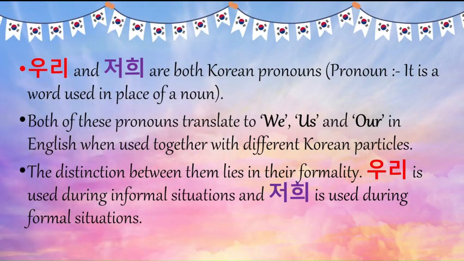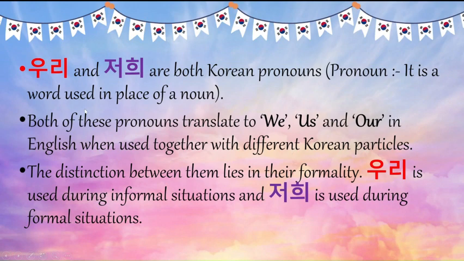Now as I said, uri and chohi, they are both Korean pronouns, and in simple words, a pronoun is a word that is used in place of a noun. Both of these pronouns have the same meaning. They translate to we, us and our in English, whenever they are paired up with different Korean particles.